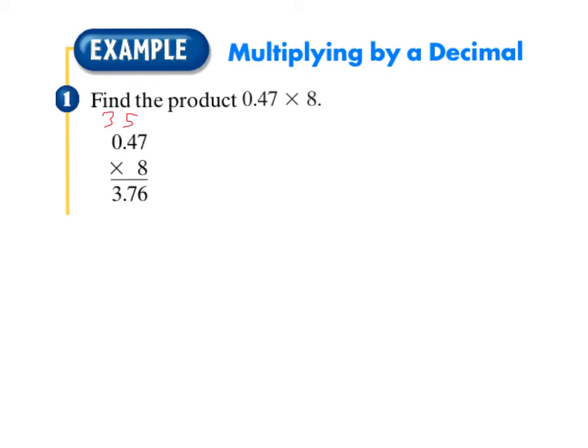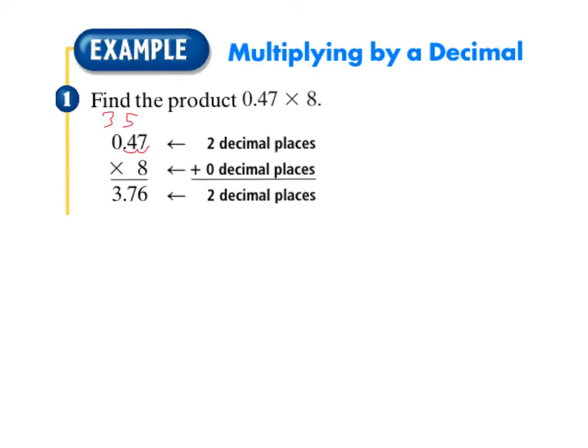The reason it's 0.75 is you add up the decimal places. So in our first number we have 2 decimal places, 1, 2. In our second number we don't have any. So our total number of decimal places we need in our answer is 2. So you add up the decimal places in the problem, then count over to where your decimal goes.